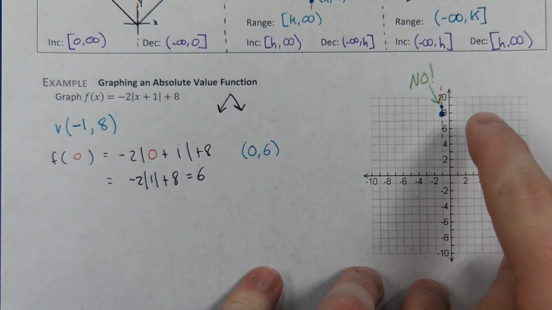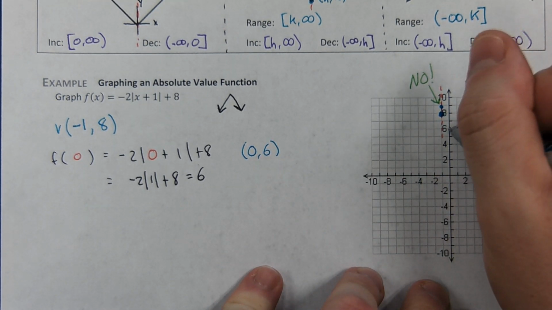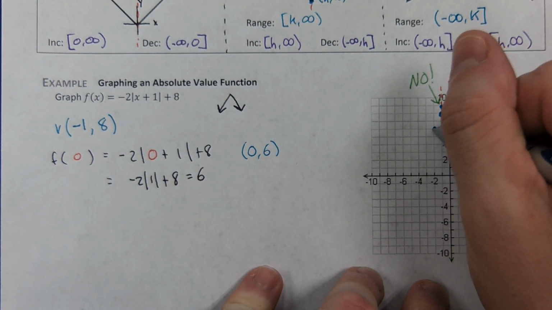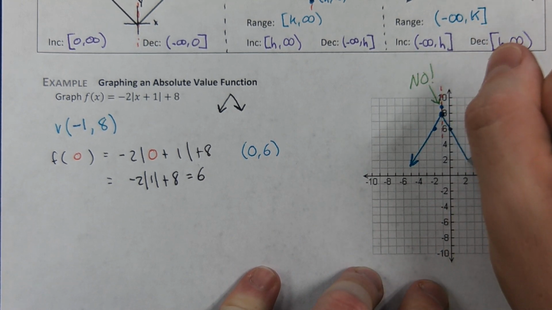Anyway, vertex -1,8, point at 0,6. If there is a blue dot 1 to the right of the axis of symmetry, there is a blue dot 1 to the left of the axis of symmetry, and you just connect your dots, and you're finished.